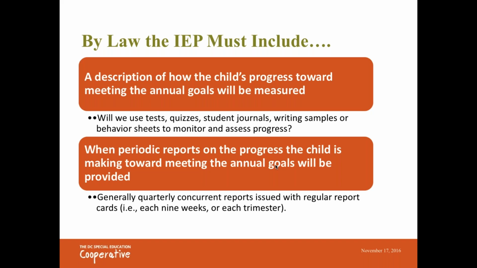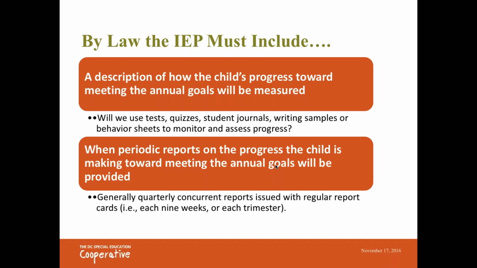We also are required to see in an IEP a description of how their progress toward meeting annual goals will be measured. So once the goals have been developed, the team actually has to outline, okay, this is the particular goal, or these are the particular goals, and for each individual goal, what is going to be the expectation in terms of collecting data and reviewing progress? Will we use tests? Will we use quizzes, student journals, writing samples, behavior sheets? What are the methods that we are going to consistently use and look at in order to determine student progress?